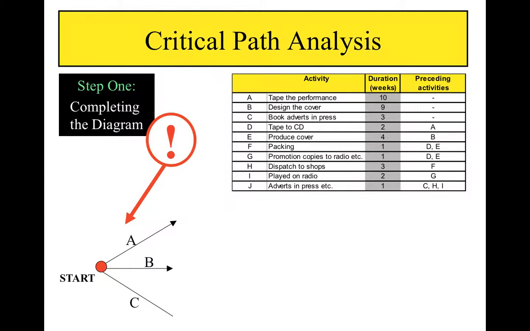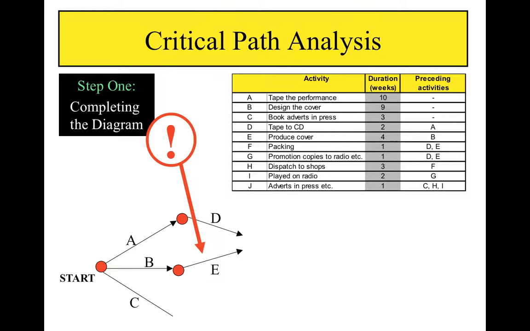Having positioned activity A on our diagram, we can observe from our precedence table that it must immediately precede activity D. We can therefore draw an arc representing activity D immediately after the arc representing activity A on our diagram. In a similar way, we can draw the arc for E immediately after the arc for B.